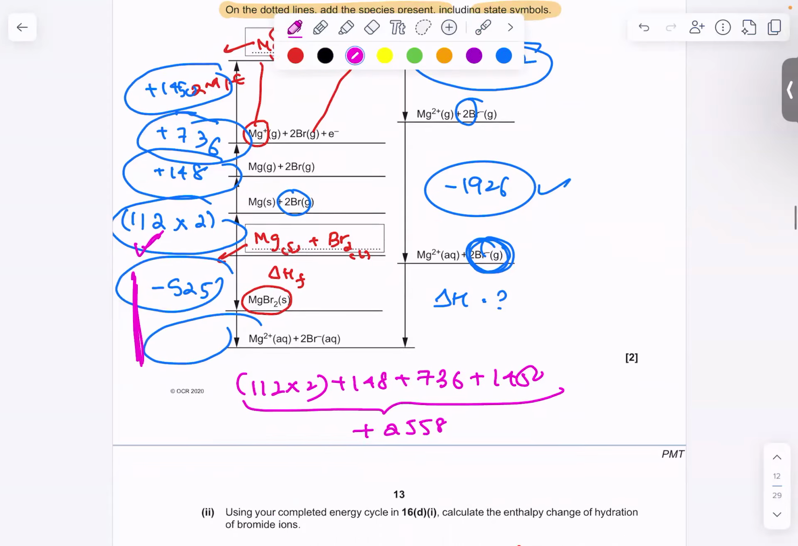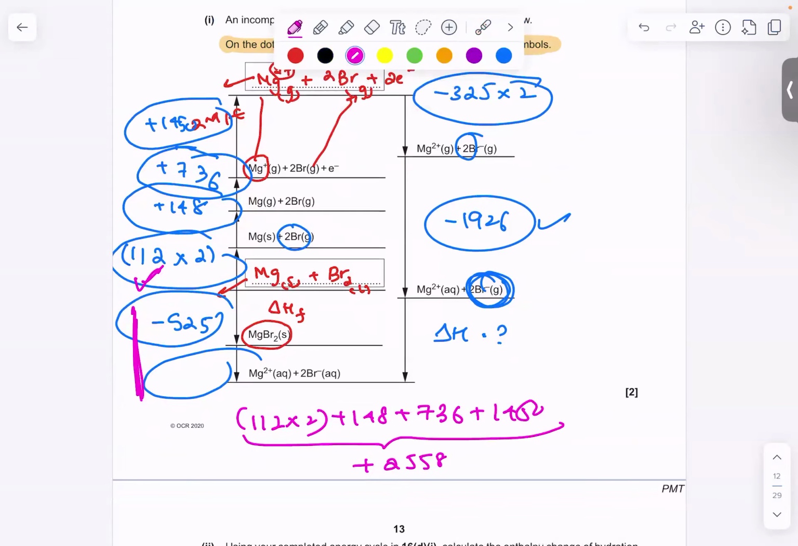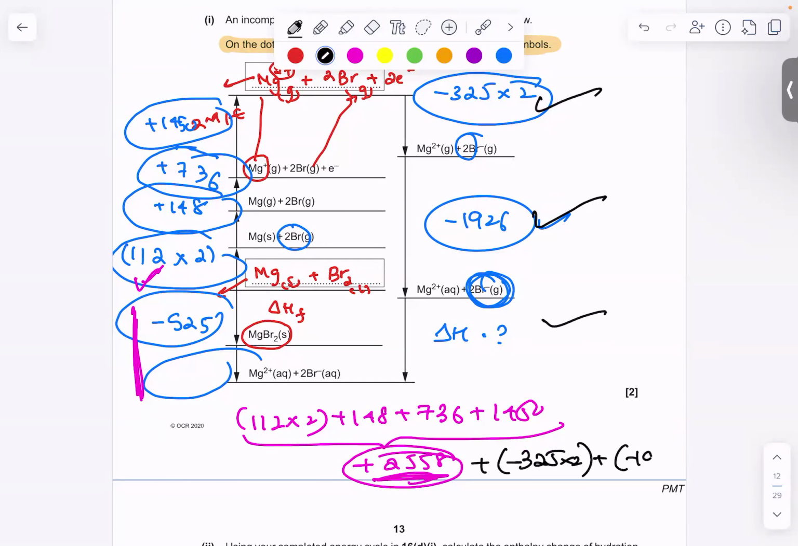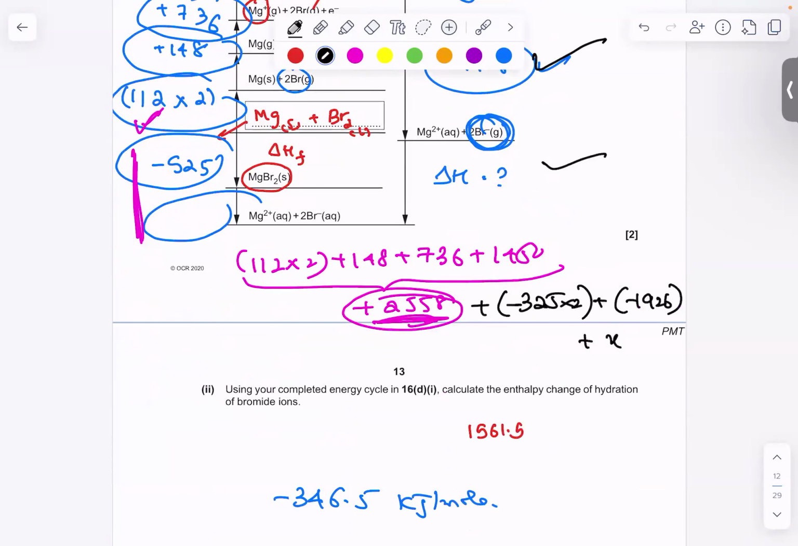Please check. Okay, I'll plus 2 times 112 plus 736 plus 1450. 2558. Yes, same answer, right? You see? All right. Now these two values, this and this. So write minus 325 times 2 plus minus 1926 plus x. So now add them up. 325 times 2 is minus 650.